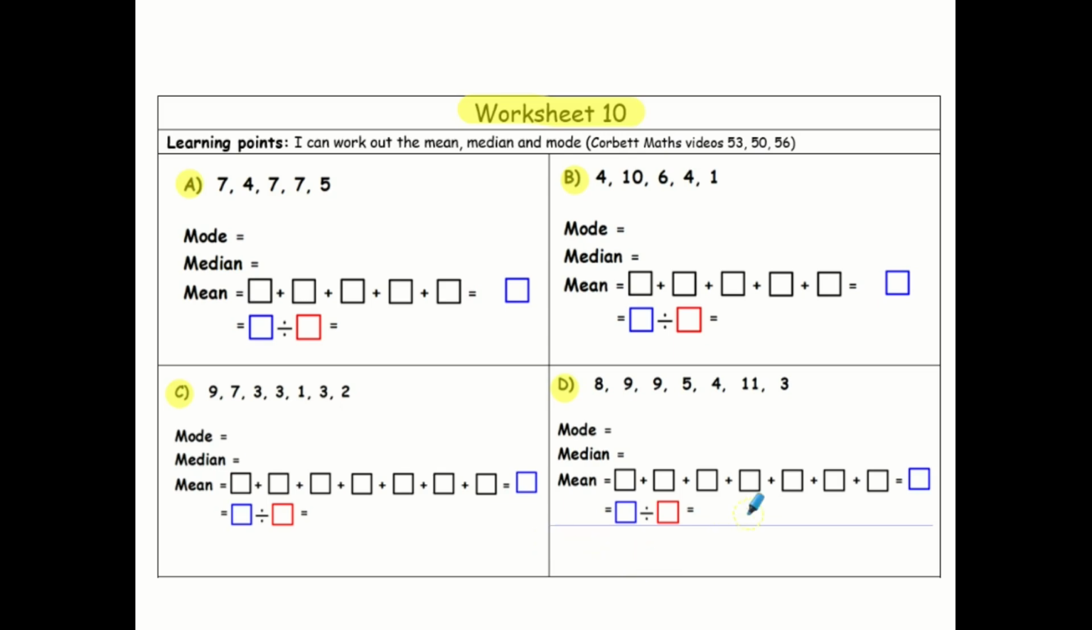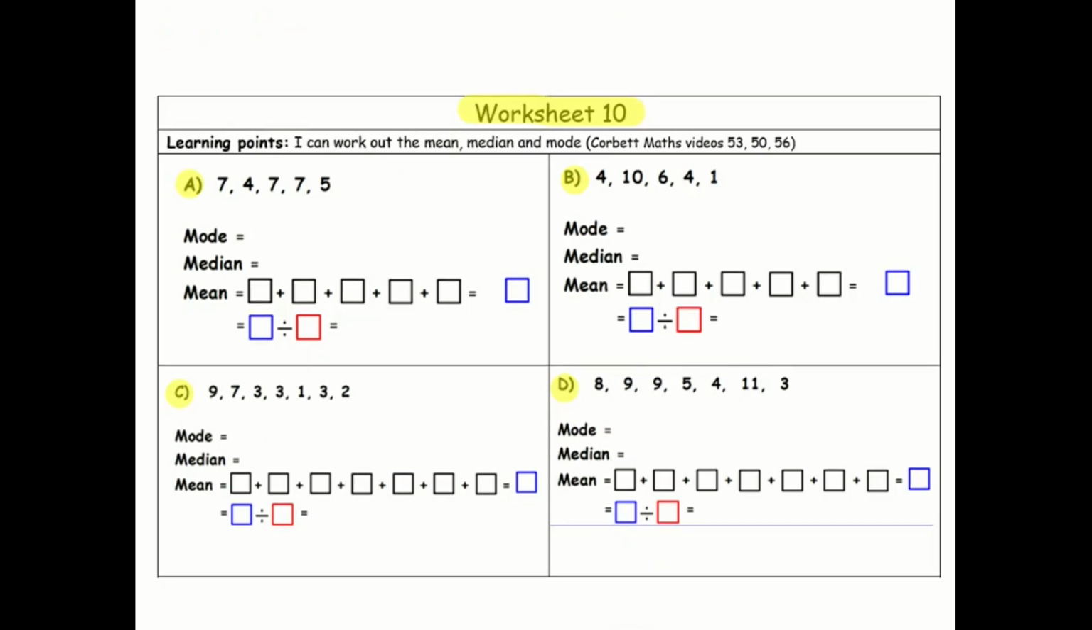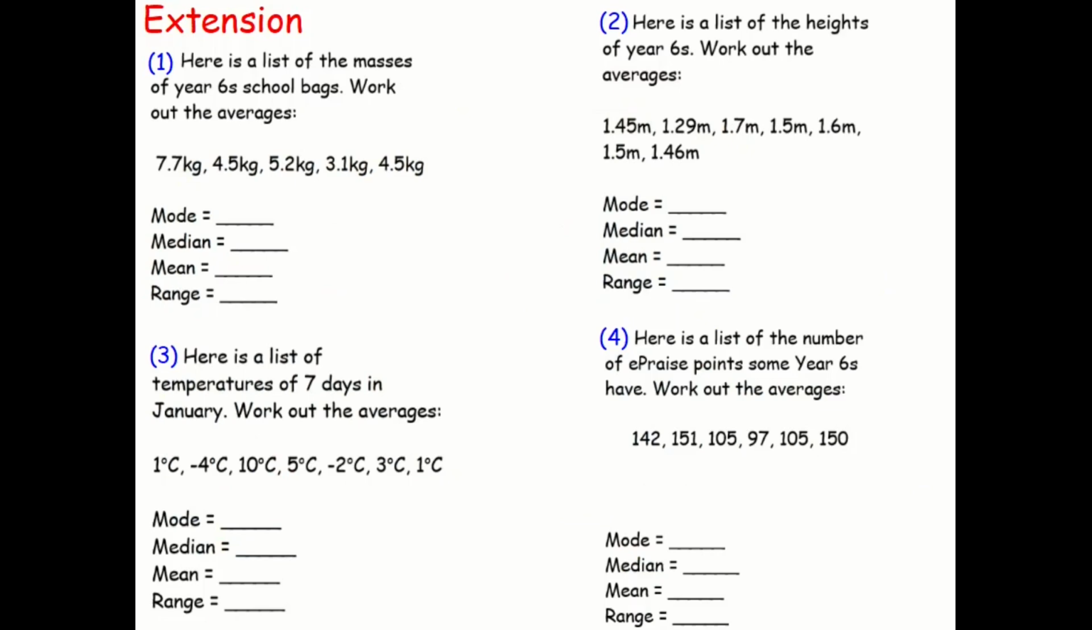Now that might be very straightforward for some of you, and that's absolutely fine. Here are some more extension questions. So just do A, B, C, D as your main class work. If you want a further extension, this is what you should be doing. And you can do this in your red squared booklet, or you can do it in class notebook. It is in class notebook under extension. So you can do it in there if you wish.